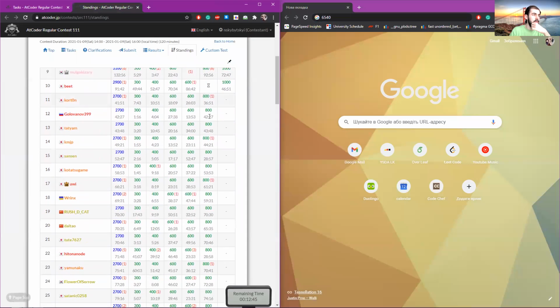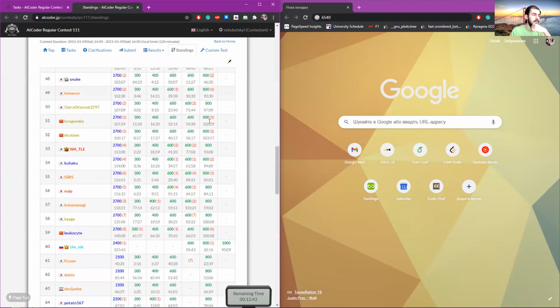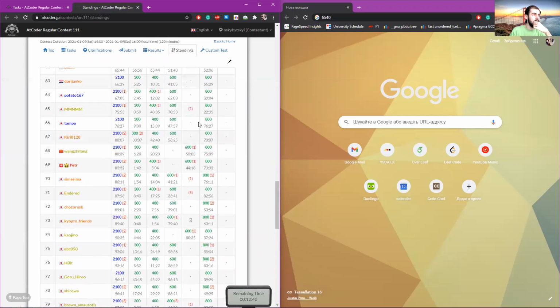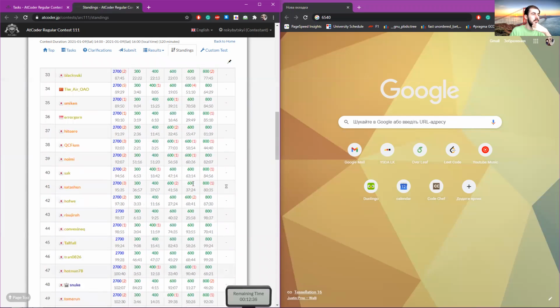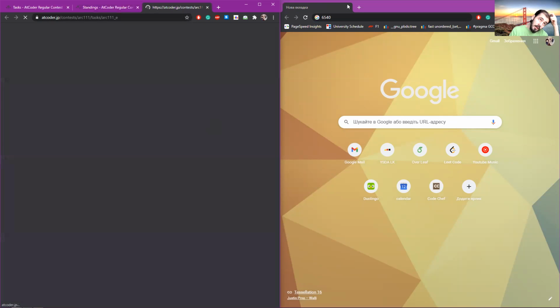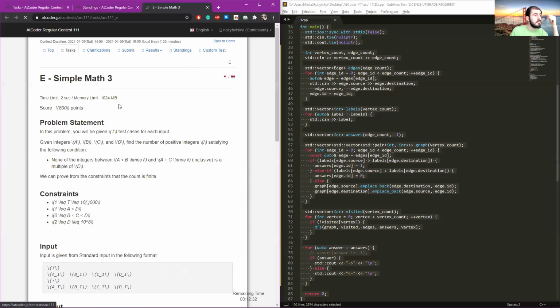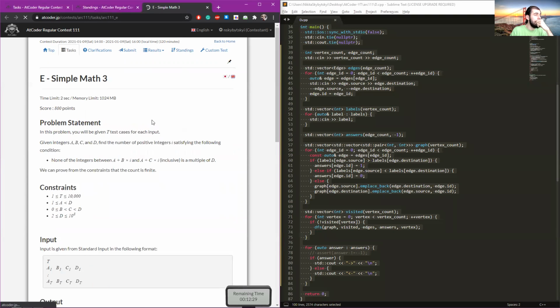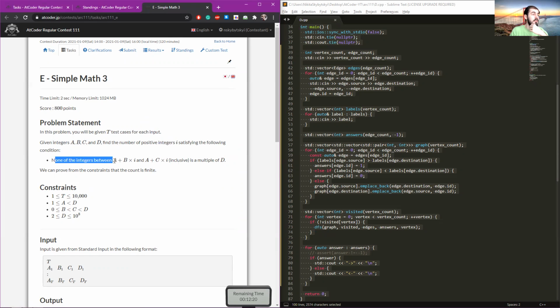Okay, so probably problem E was solvable. A lot of people did not get D, but got E. What is it? Given 4 integers, find the number of positive integers I that satisfy: for none of the integers between A plus B times I and A plus C times I is a multiple of D.